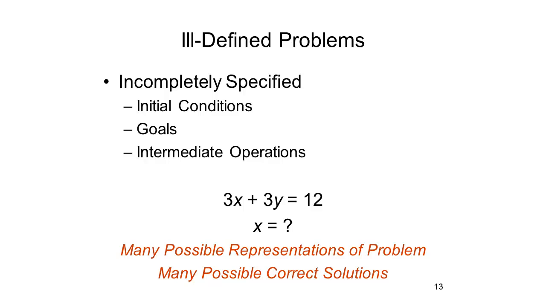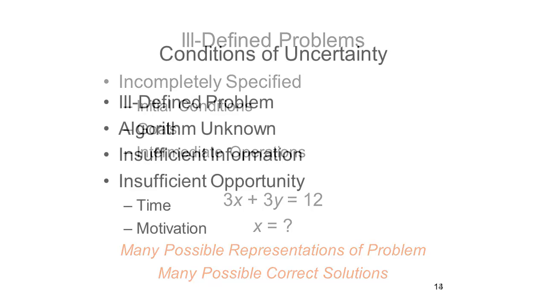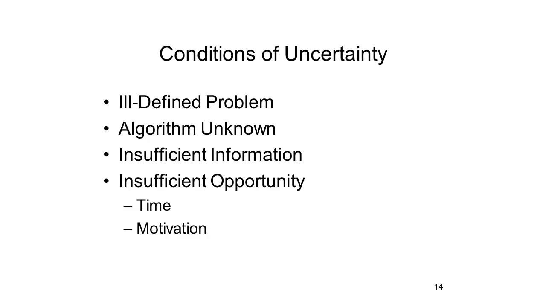While well-defined problems can be solved through the application of some algorithm, there just aren't any algorithms that are available to solve ill-defined problems. Ill-defined problems, in turn, are an example of a wider set of problems, collectively known as conditions of uncertainty. Uncertainty occurs first when a problem is ill-defined, when there are many possible representations of the problem, and thus more than one possible solution.